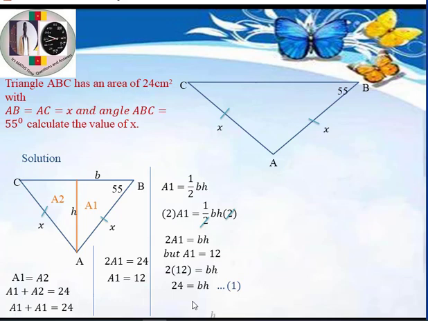So in that case, we can have tan 55. Tan is opposite over adjacent. So the opposite is the height and the adjacent to 55 is the base. So tan theta will be equal to opposite over the adjacent. So we are going to have tan 55 equals the height over the base.